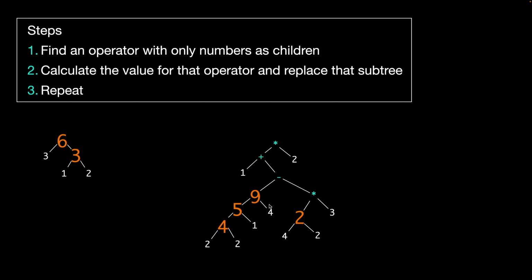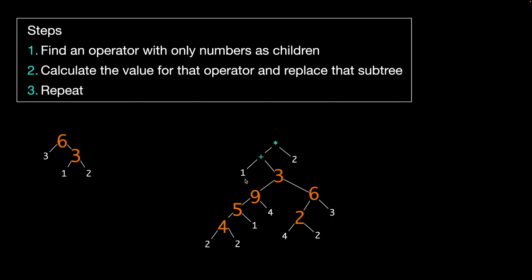However, we can't keep going along this branch of the tree. This minus here has children of 9 and multiplication. So we need to go further down the right side and do more subtotals. So we'll multiply the 2 and the 3, get 6. Now we can subtract. 9 minus 6 is 3.